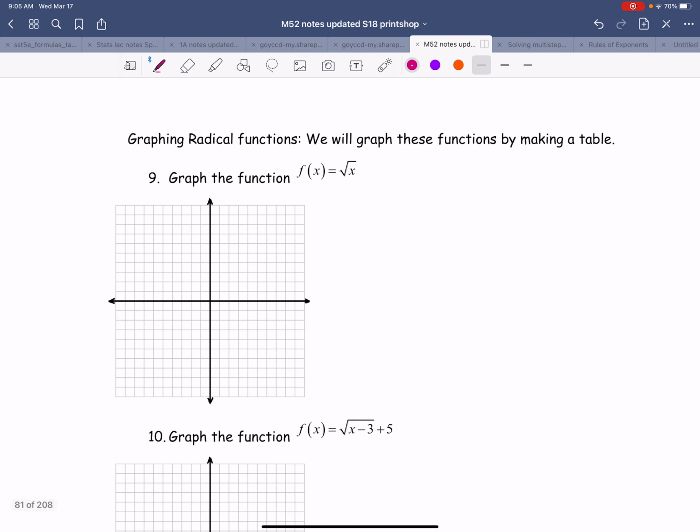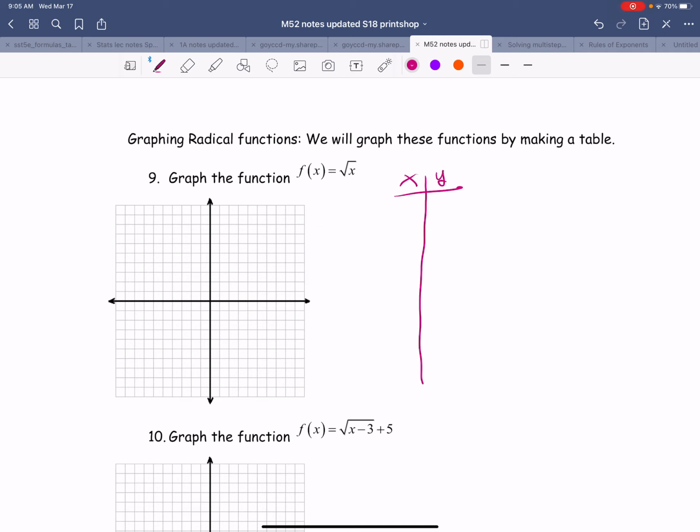Let's think about graphing the radical function. In this video, I'm just going to do some basic graphs, and I'm going to be using the table here to graph the radical functions. Let's just pick some good values of x and find the corresponding y values, plot the points, and connect the dots. So I have a square root of x.